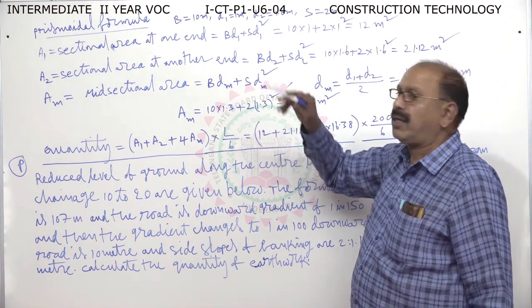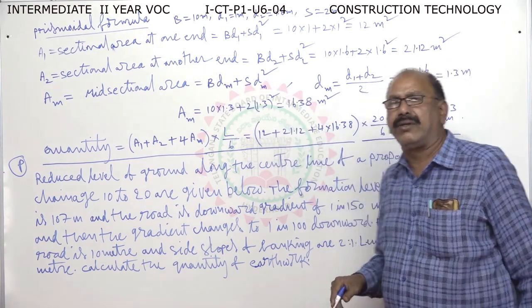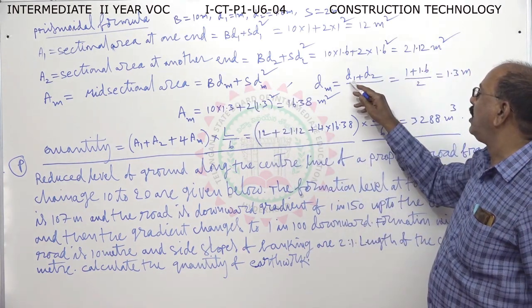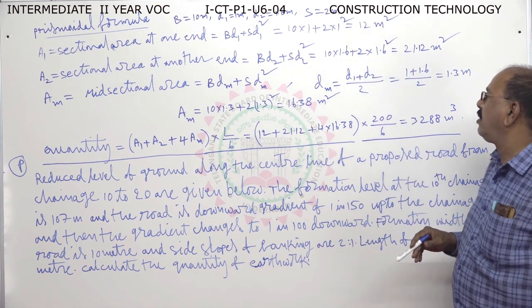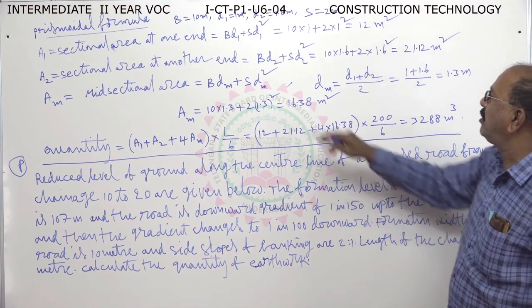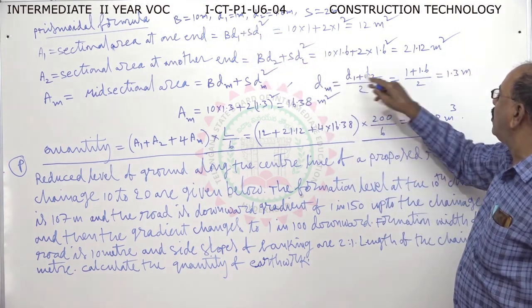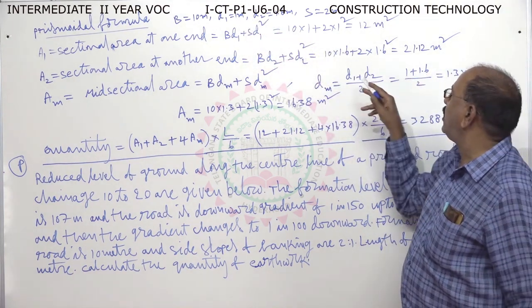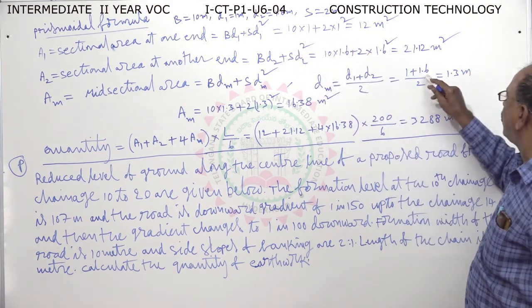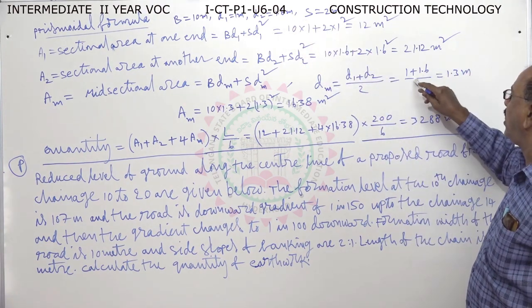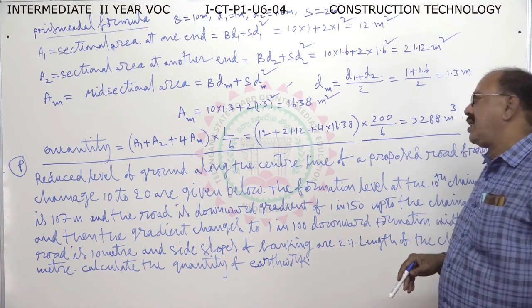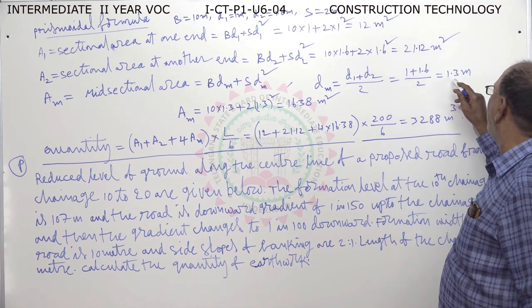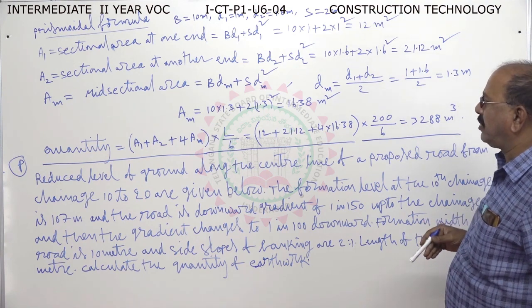Next, AM, mid-sectional area, that is equal to BDM plus SDM square. So, in this formula, DM, we have to calculate. So, DM is equal to D1 plus D2 by 2. D1 value is 1 meter. Plus, D2 value is 1.6. Divided by 2. After calculation with scientific calculator, you will get 1.3 meters.